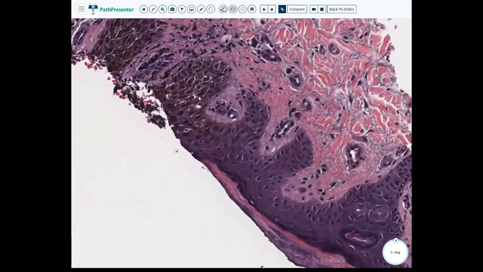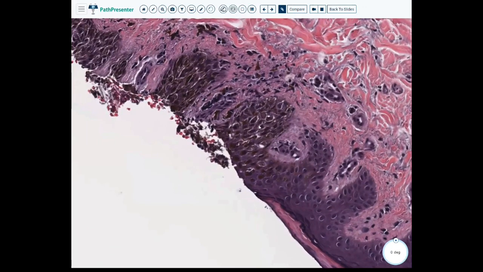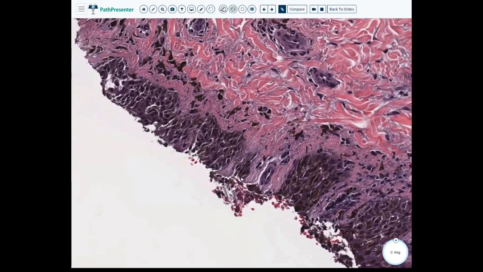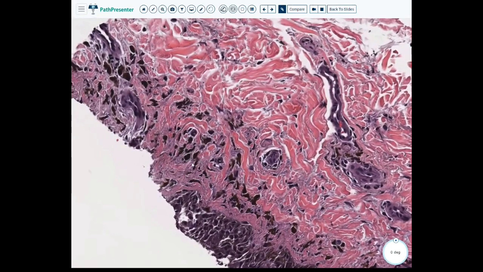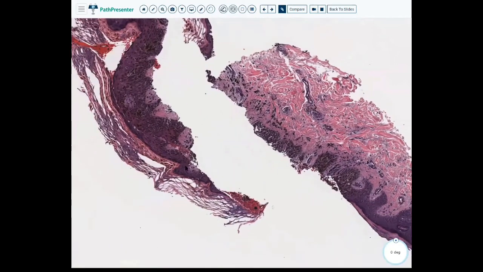Let's try this piece. This, I'm getting a better sense of what's going on, so I can orient myself. These are the basal keratinocytes, and we have these pigmented cells that are traveling up towards the surface of the epidermis, but our surface is gone. And it looks like we have some melanophages within the papillary dermis. Okay.